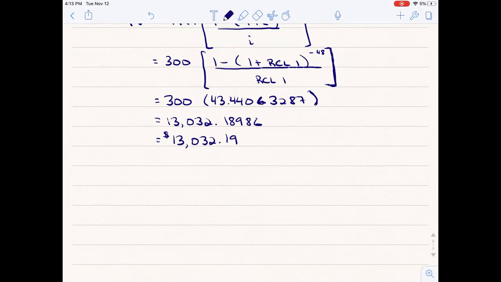Any questions about that one? So the timeline looks a little bit different. We have to find I2 before we can go ahead and actually do any calculations. But, I mean, nothing new under the sun, really.